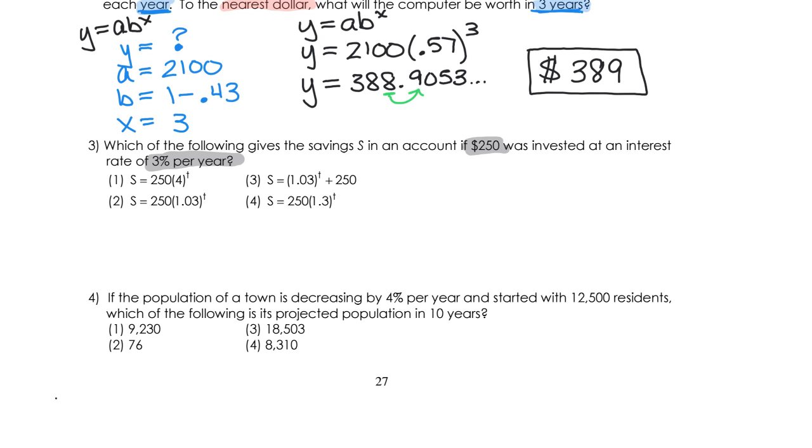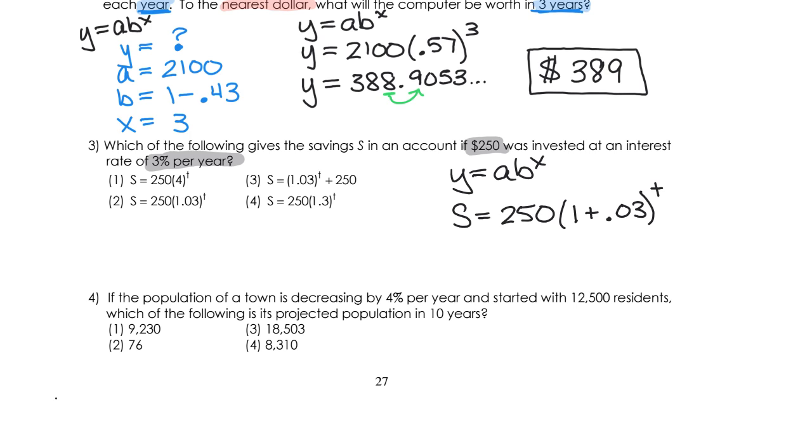Because they are talking about a percentage, we know that this is exponential, and so we use y equals ab to the x. We don't know how much the savings will be, except they're using S instead of y. Our value in our account is $250. That's our initial amount. And because it's a savings account, it's going to grow, so 1 plus our rate of 3%, which is 0.03. And we don't know how much time, but if you look at all your choices, they're using a t instead of an x to represent our time frame.